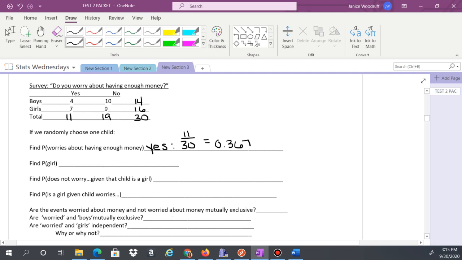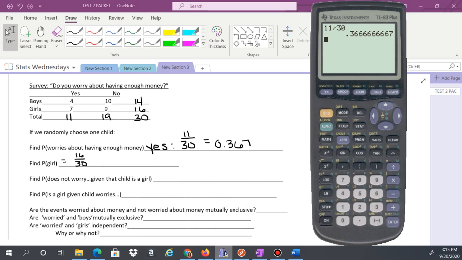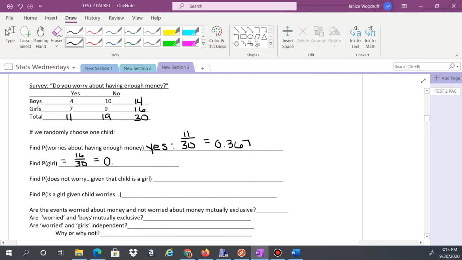Okay, I put that card back in the envelope and I shake it up. And I'm going to now find the probability that I pull a pink card. Probability of a girl. How many total girls? 16 out of a total of 30. So that would give me 0.533. Now these are both singular events. I didn't consider any other events. So these are both examples of marginal probability.